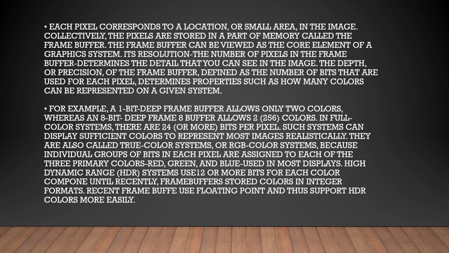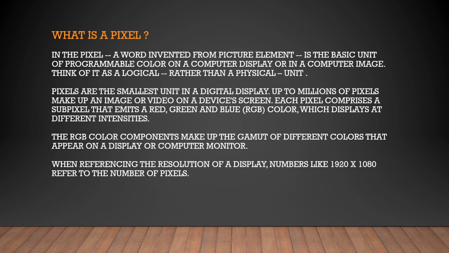High dynamic range systems use 12 or more bits for each color component. Until recently, frame buffers stored colors in integer formats. Recent frame buffers use floating point and thus support HDR color more easily. And what is a pixel?